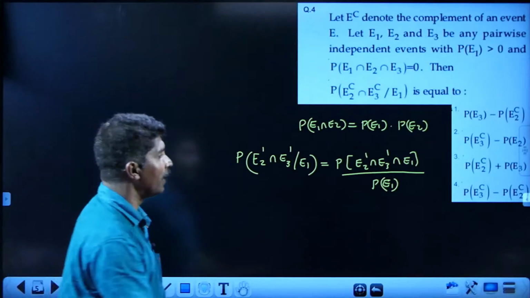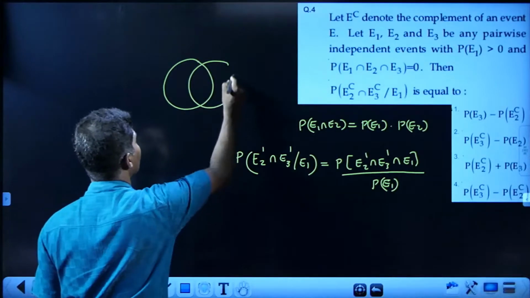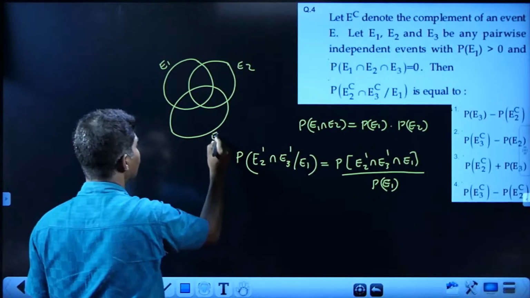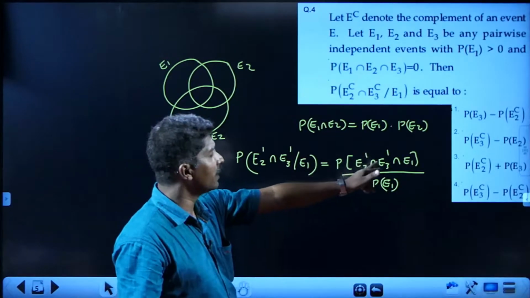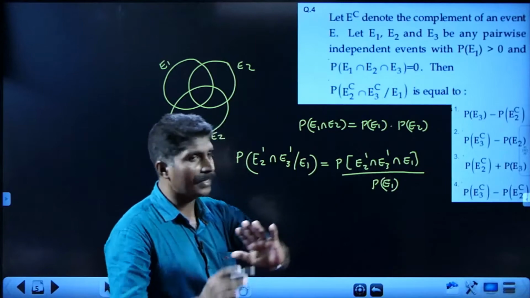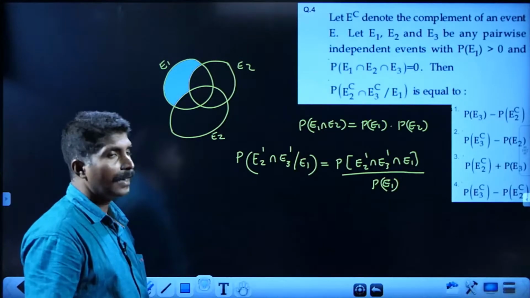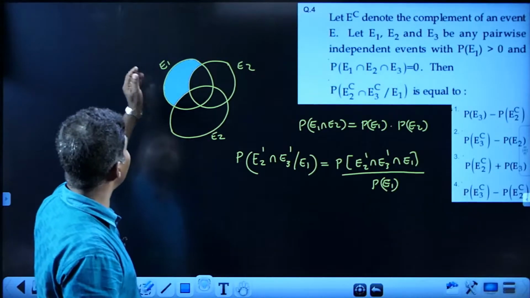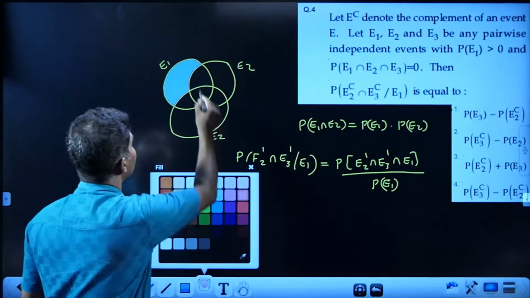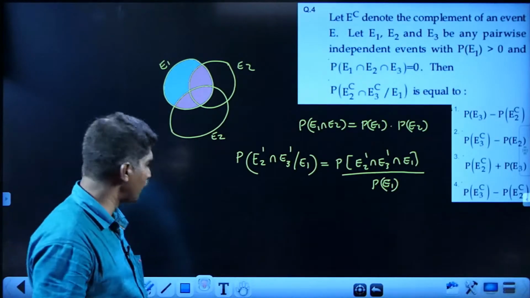Now you will just draw the Venn diagram. Suppose that this is E1 and this is E2 and this is E3. What is E2 dash intersection E3 dash intersection E1? E1 is there, E2 and E3 is not there. So we can say that this is the region you need. And how will you get this region? This region is obtained by subtracting E2 this portion. You have to subtract these two portions. This one and this one. These three portions you can subtract from E1. Now the problem is very easy, isn't it?